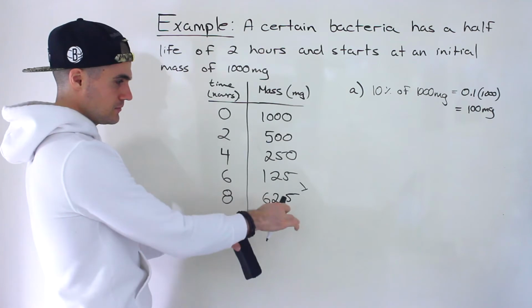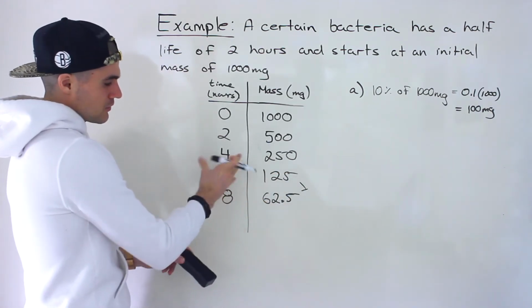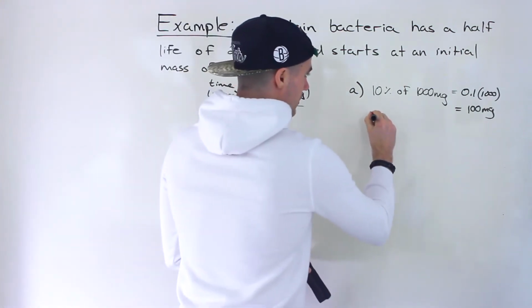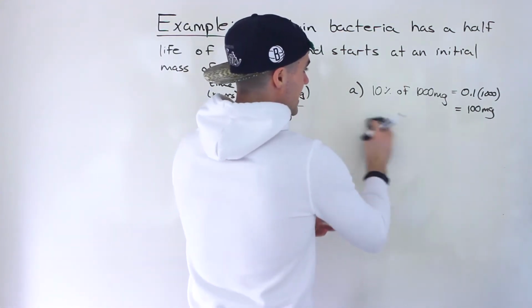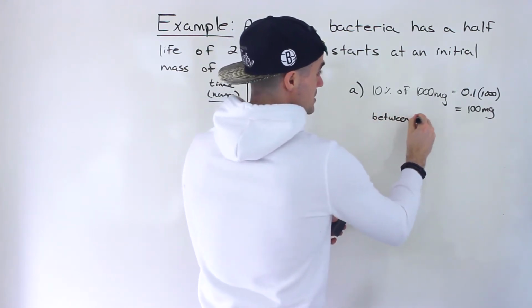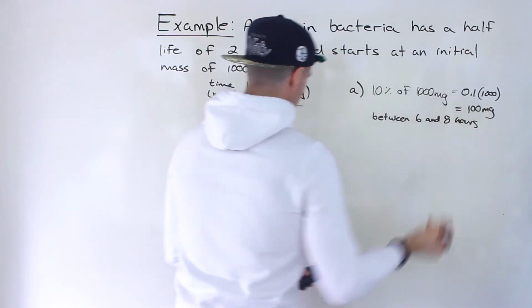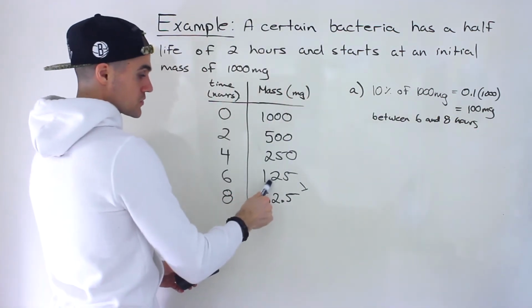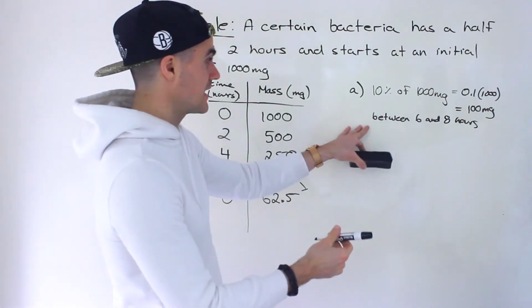This is not linear, so it's not a good way to think about it, but different ways. They're only asking approximately. Well, saying between 6 and 8 hours is not approximate. That's definitely happening, right? As we could see from the table, at the 6-hour mark it's 125, at the 8-hour mark it's 62.5, so it's somewhere between 6 and 8 hours.